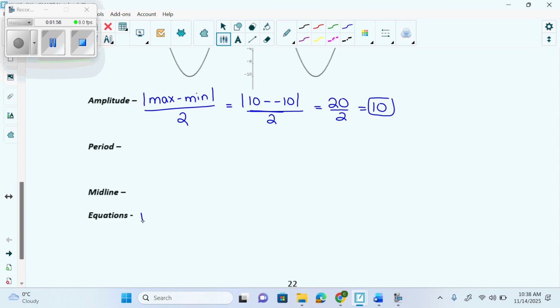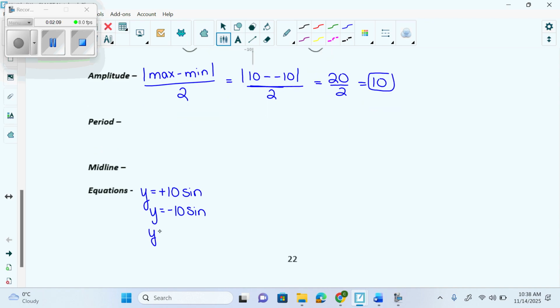So we're going to go y equals positive 10 sine, y equals negative 10 sine, y equals positive 10 cos, y equals negative 10 cos. We'll fill in the rest later. But that's how we get the 4 equations. We have a positive negative sine A value, positive negative cos A value. Remember, our amplitude is the absolute value of A, or just the vertical stretch. So in all those cases, the vertical stretch is 10.